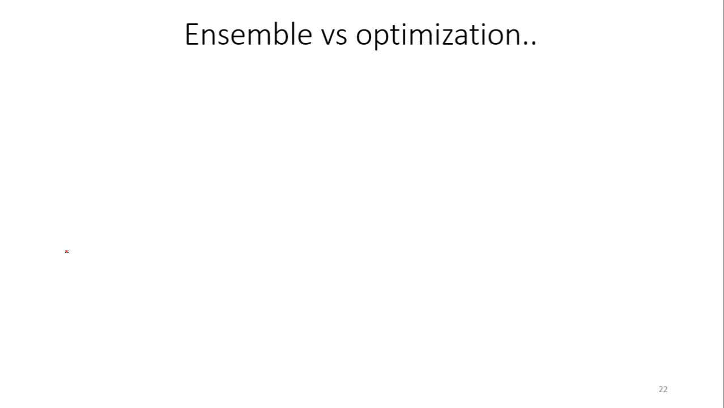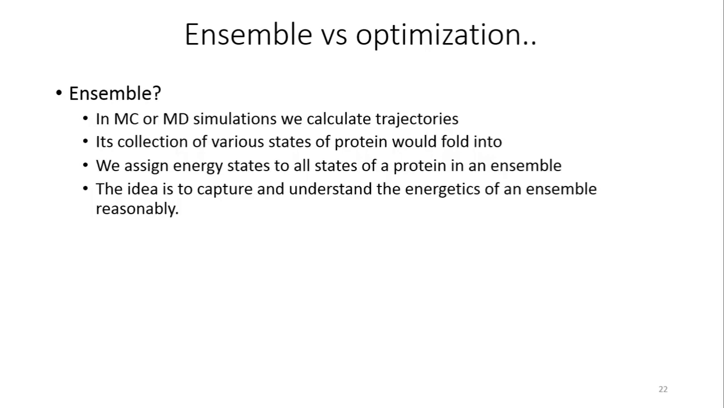One more thing I would like to clarify is that we need to delineate between the ensemble approach and the optimization approach before we proceed to the Monte Carlo structure prediction algorithm. What is an ensemble? As I have already mentioned, in Monte Carlo simulation or MD simulation, you end up calculating trajectories that tell you how the system has evolved. These trajectories are nothing but a collection of various states that the protein would fold into. And we can assign energy states to all the states of the protein in an ensemble.